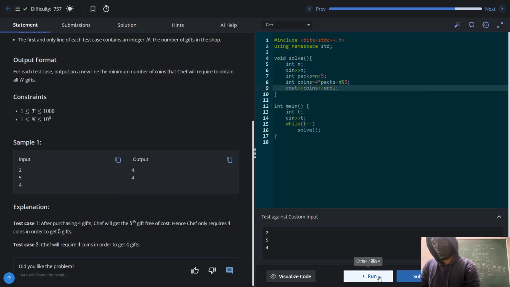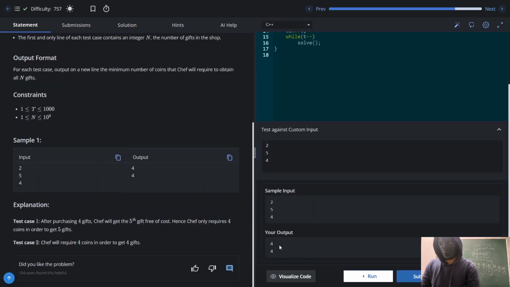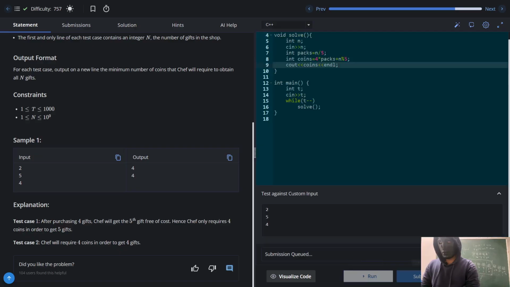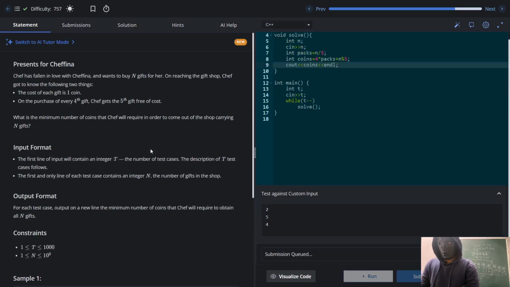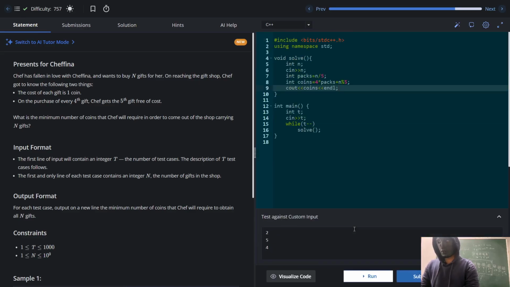Let's try to run it, and we should expect 4, which you are getting. Let's try to submit it. Yeah, it got submitted. So I think you guys got to know how to solve it.